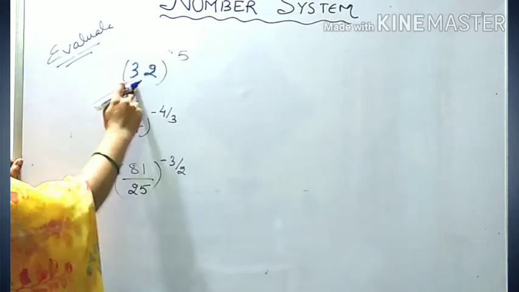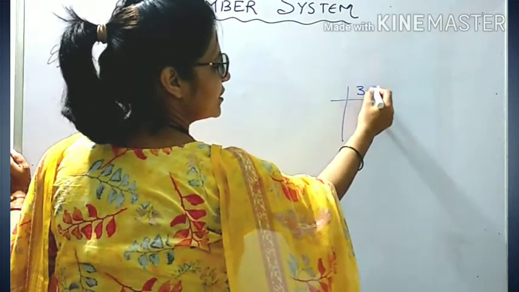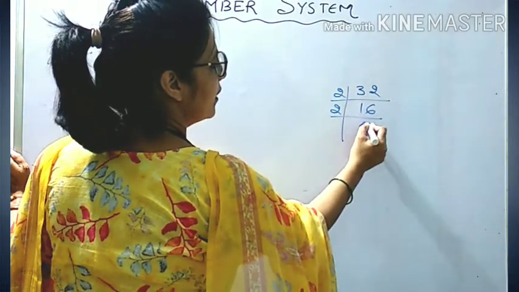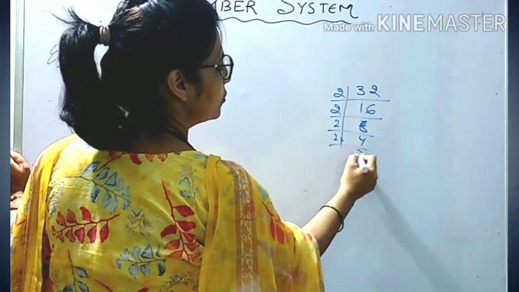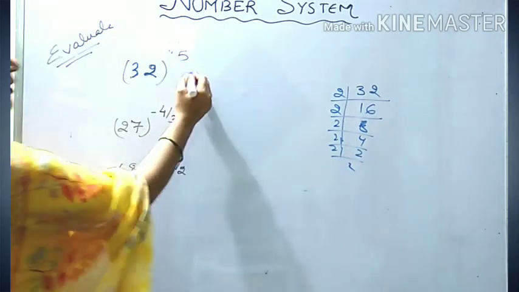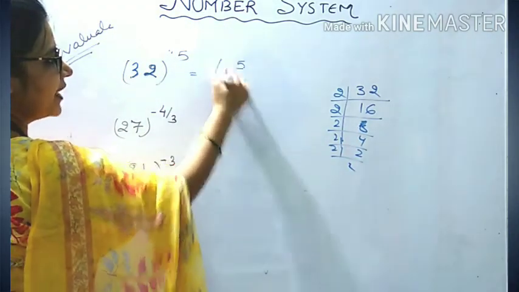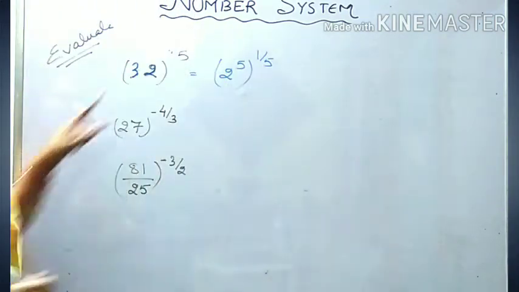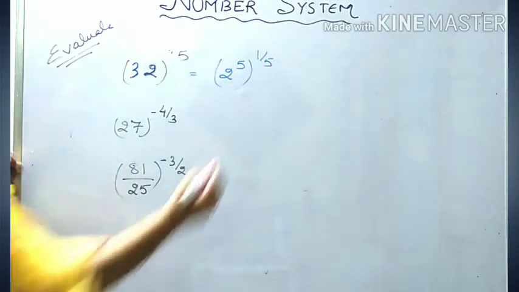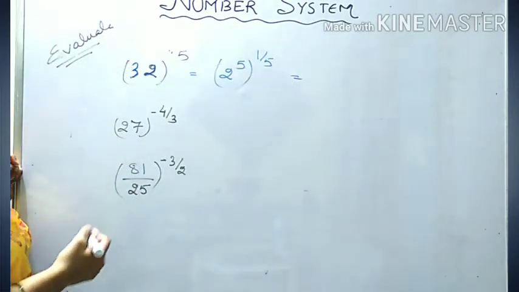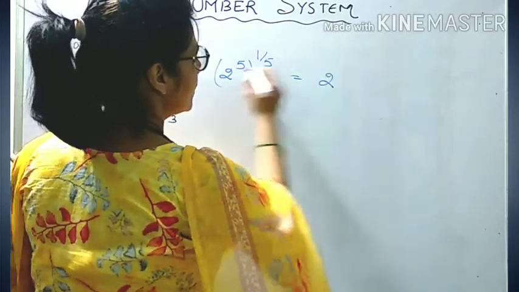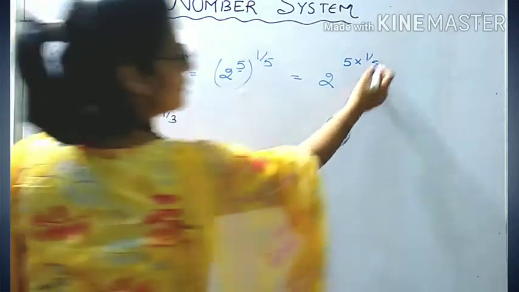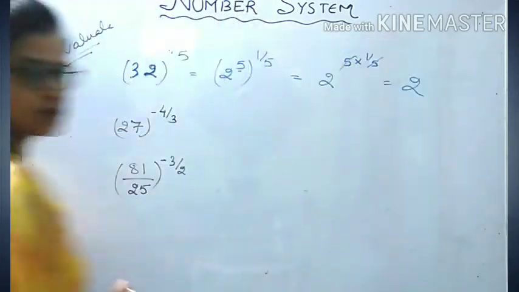Now what is 32? By prime factorization, 2 1s are 2, 2 2s are 4, 2 4s are 8, 2 8s are 16, 2 16s are 32. So 32 is actually 2 to the power 5. So it is 2 to the power 5 to the power 1 by 5. Now by using the laws of exponent, what can we write? It is 2 to the power 5 into 1 by 5. So what is our answer? Our answer is 2.